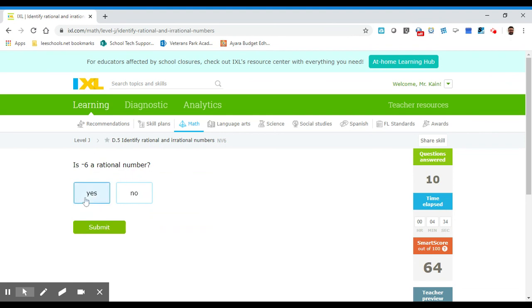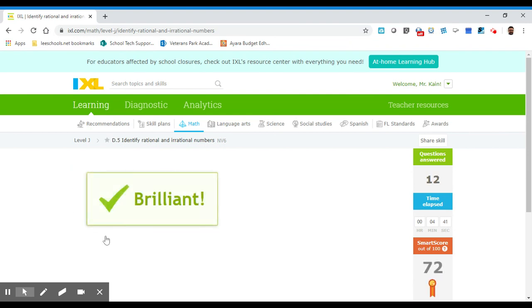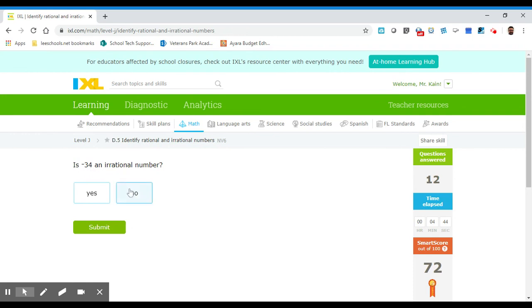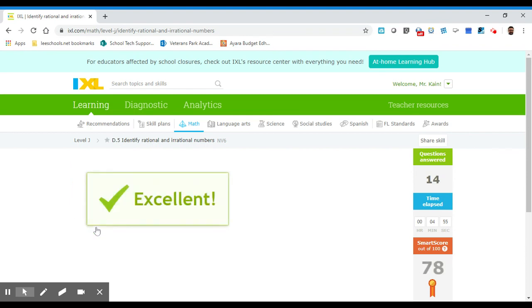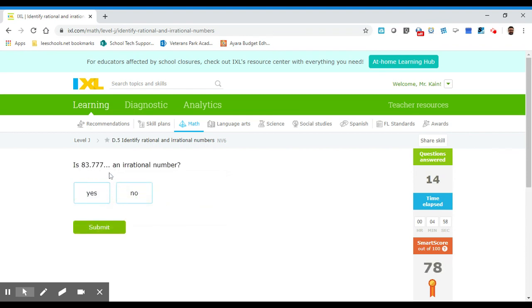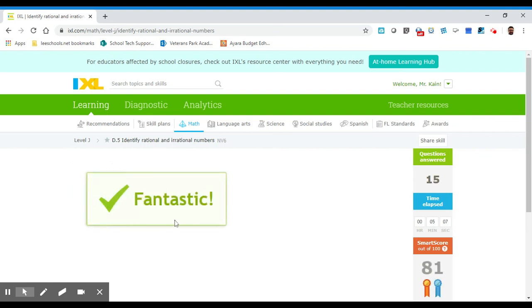Can that be rational? Yes, -6 over 1. Can this be rational? Definitely. It's a fraction. Fractions are rational. All right. Is that irrational? Nope, because it could be -34 over 1, which is a fraction. Okay. Is this rational? Yes, -70 over 1 is a fraction. Okay, so we have a repeating decimal. And remember, I said repeating is rational, so it is not irrational.